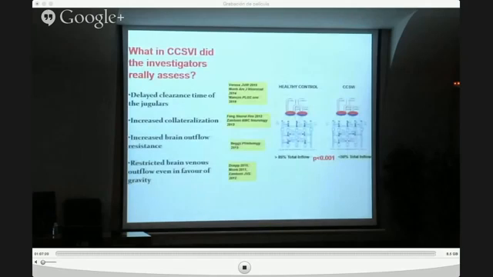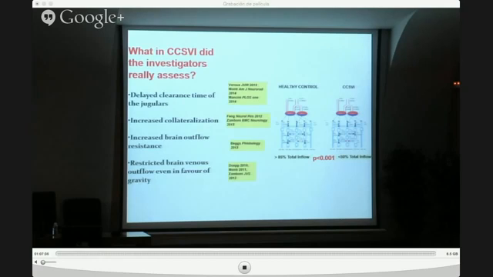Today, what in CCSVI did the investigators really assess? One is what I showed, the clearance time of the jugulars, and this can also be done, as shown by Mancini and others, and Monti, by using bubble ultrasound. So, contrast for ultrasound. You may inject in the arm, and you may calculate the time of clearance of the jugular vein.